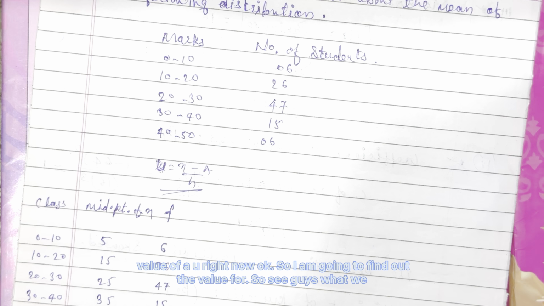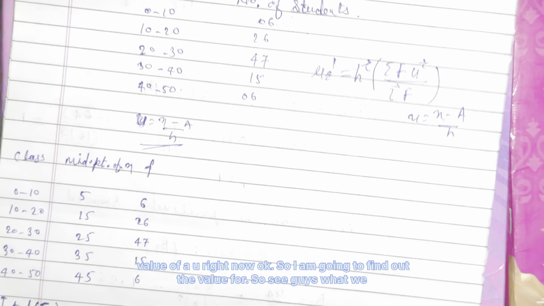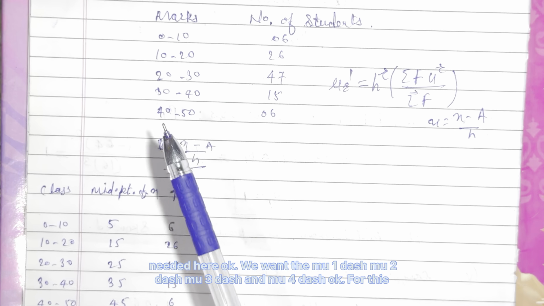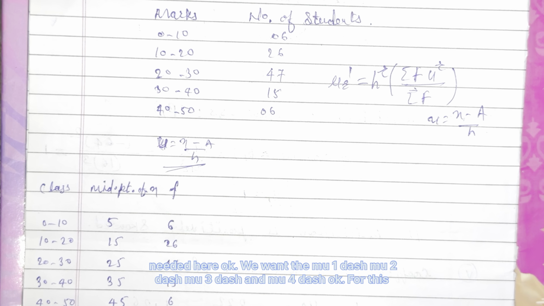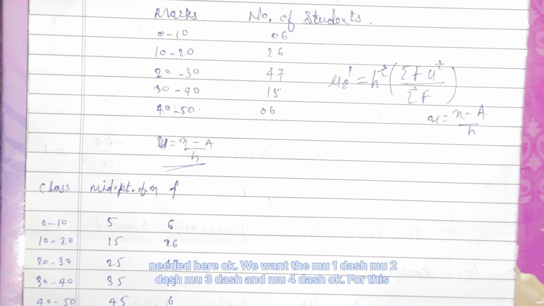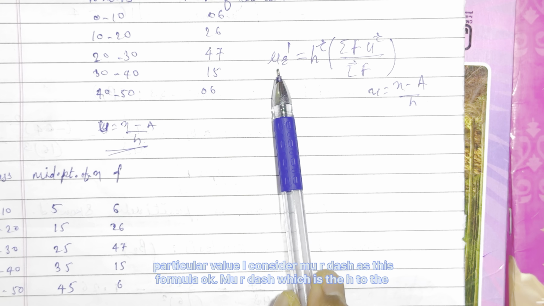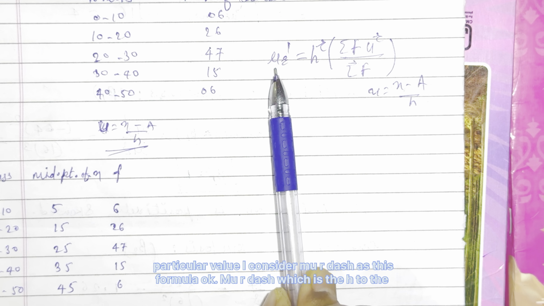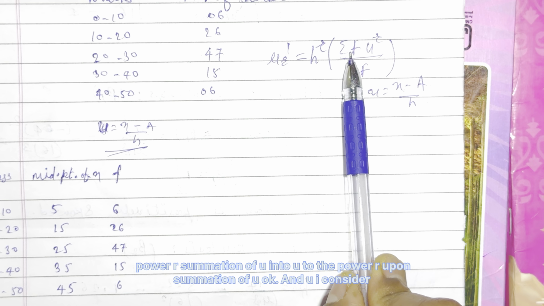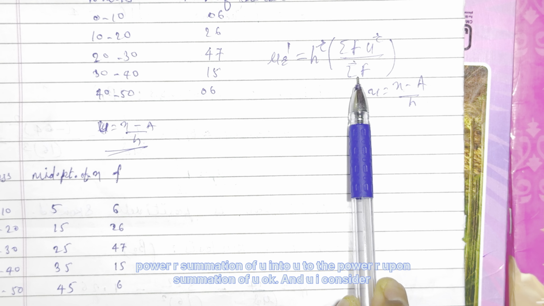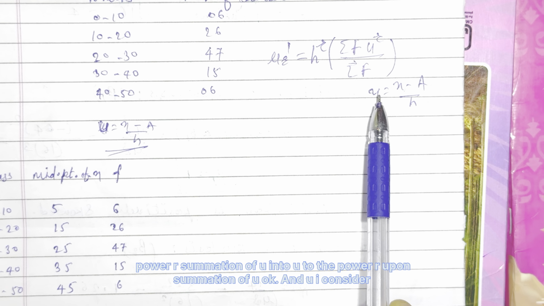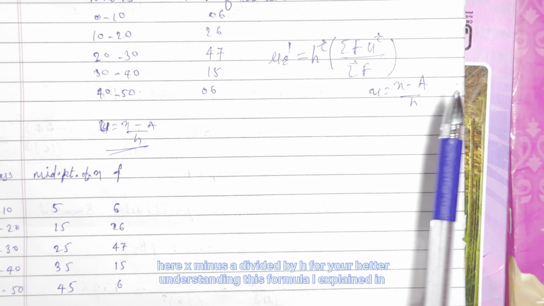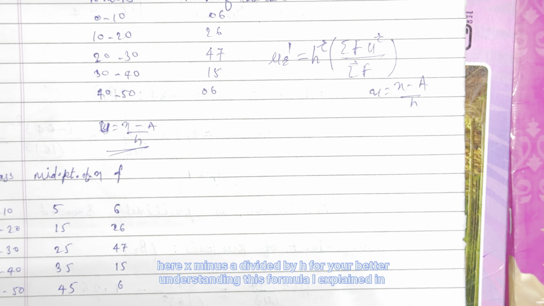So I'm going to find out the value for this. See, guys, what we needed here: we want mu1 dash, mu2 dash, mu3 dash and mu4 dash. For this I consider mu r dash as this formula: mu r dash is h to the power r, summation of f into u to the power r, upon summation of f. And u I consider here as x minus a divided by h. For your better understanding, these formulas I explained in my last lecture.